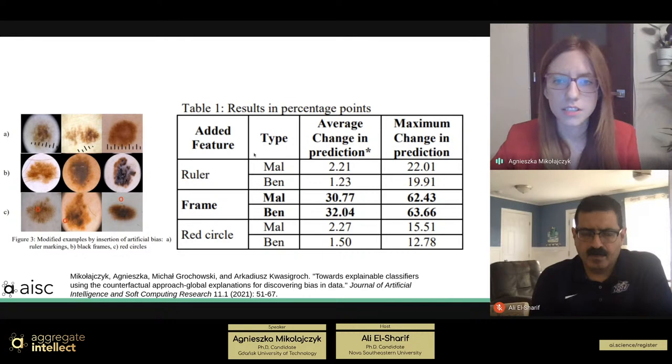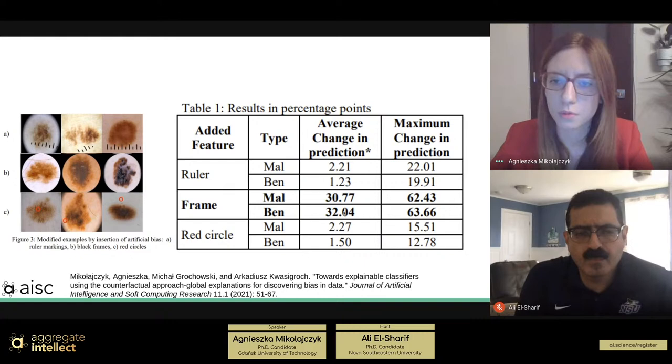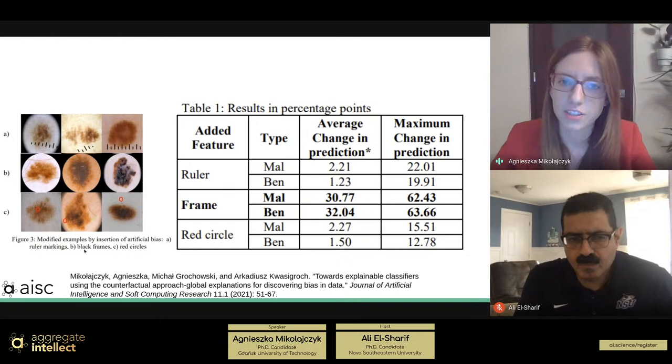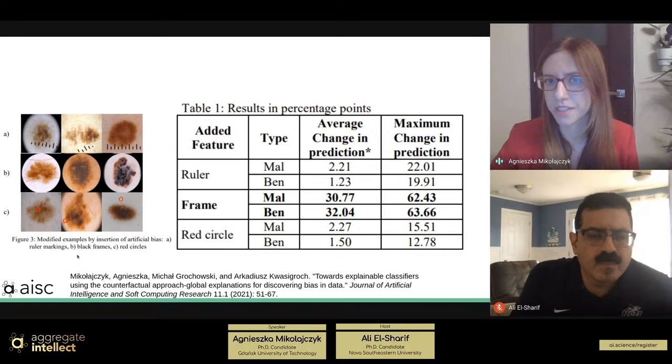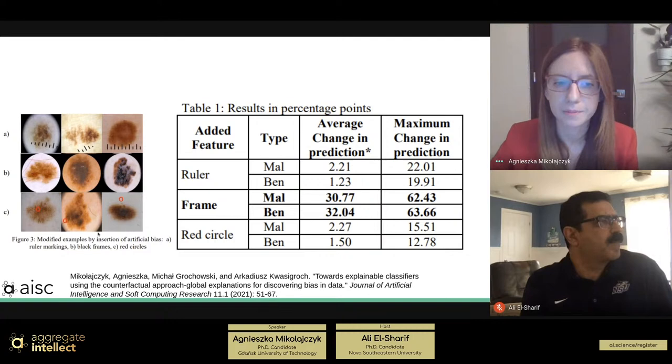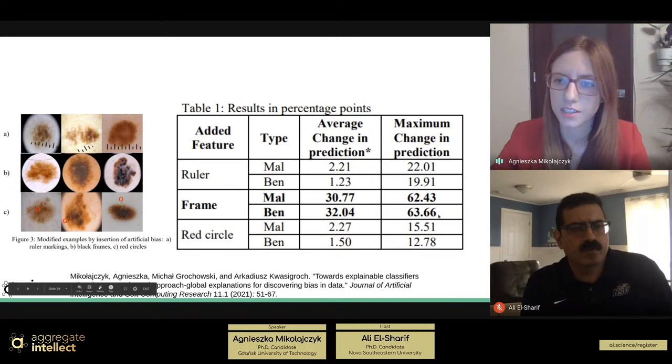So here are the results of our experiments. After placing a black frame on every image, the average change in prediction was around 30%. So on average, each prediction changed by 30%. So it's quite a high score. And additionally, 20% of images changed a prediction from benign to malignant. So we noticed that adding a black frame makes our model predict more malignant. The maximum noticed change in prediction was around 60%.